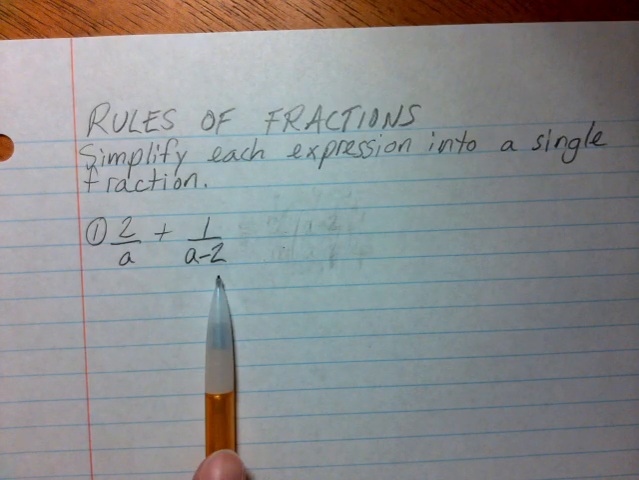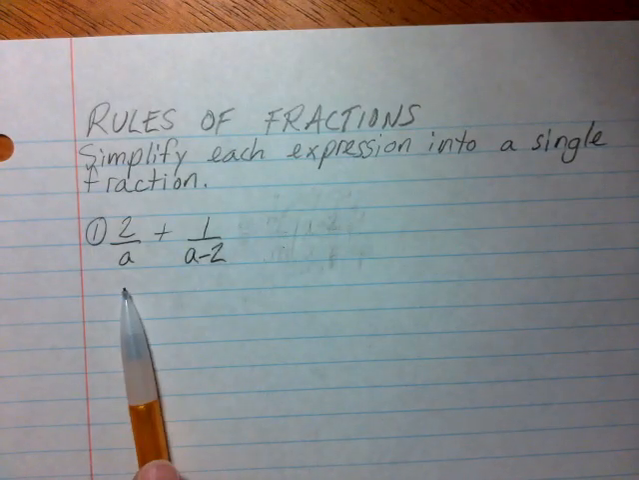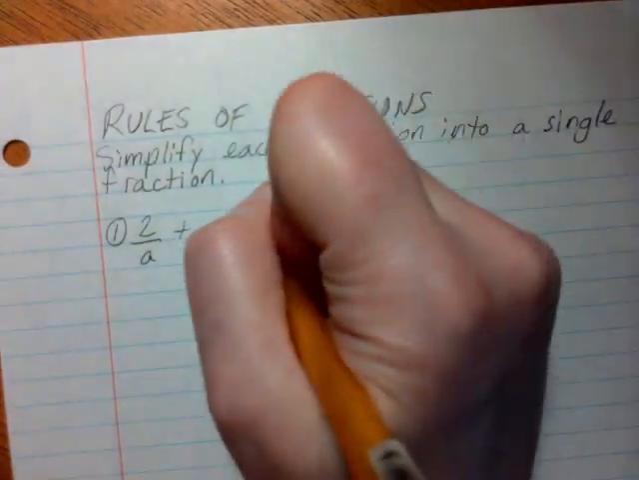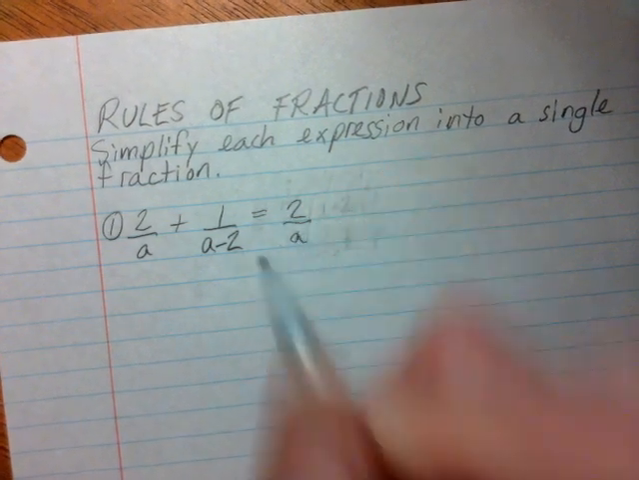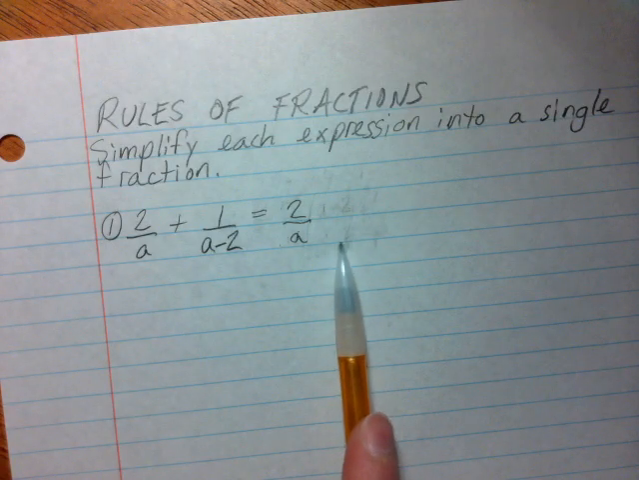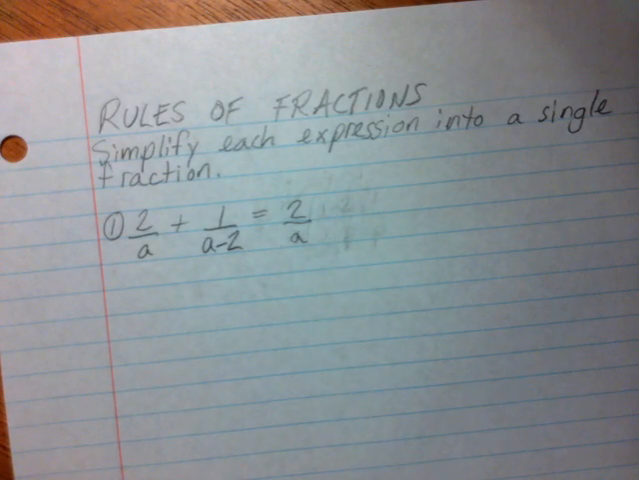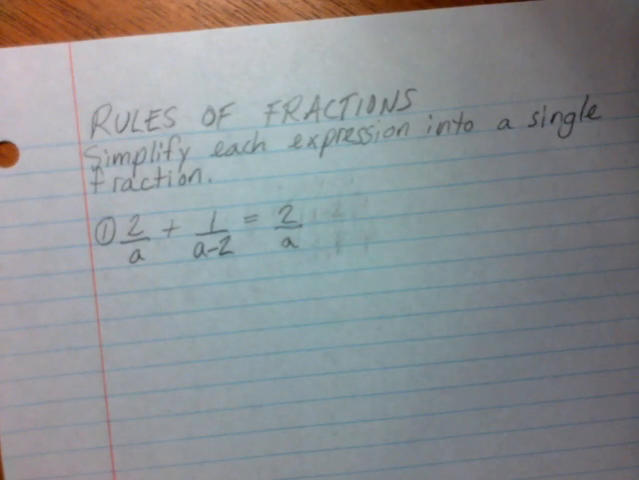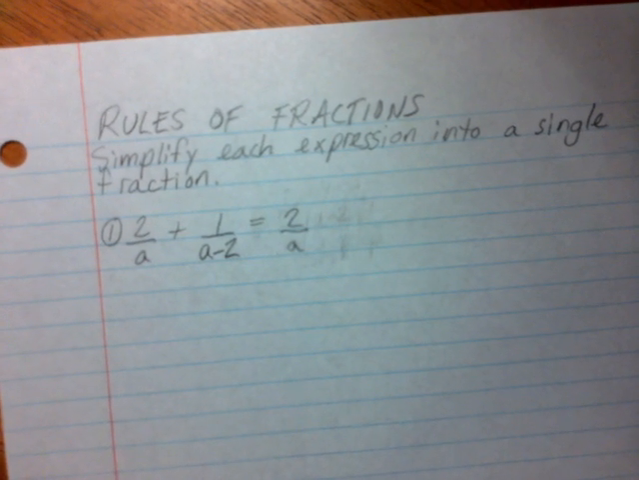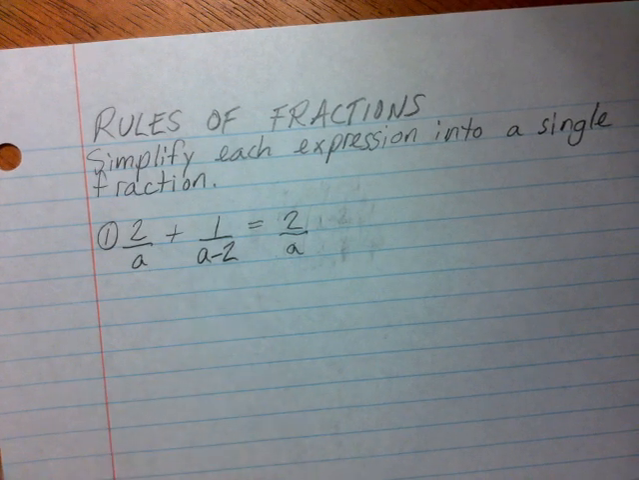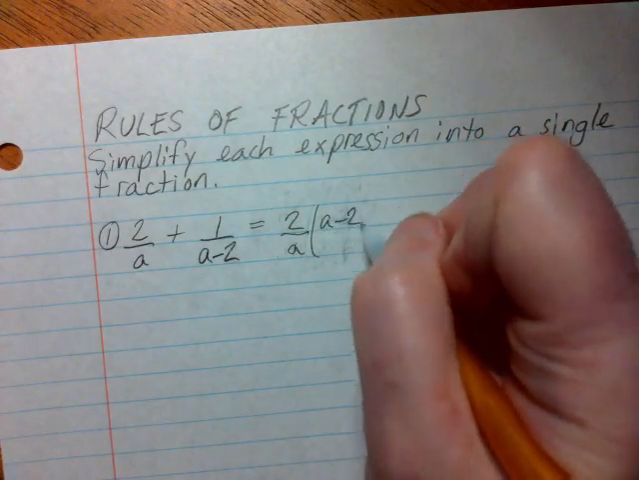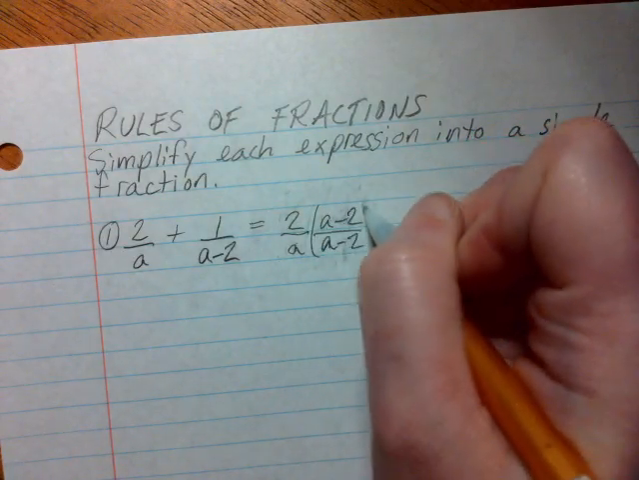But here, I don't even know what these denominators are, but they're definitely different. So I'm going to need a common denominator. That means I'm going to multiply each fraction by something divided by itself, and I have to do this strategically so that I end up with the same denominator. I want to end up with a denominator that has a times a minus 2. So for the first fraction, I'm going to multiply it by a minus 2 over a minus 2.